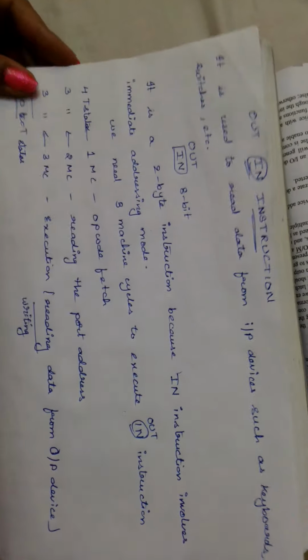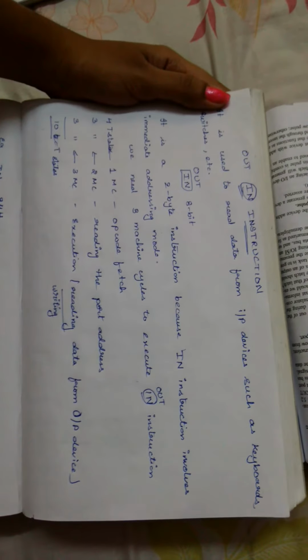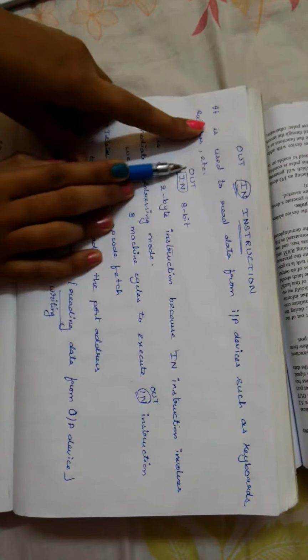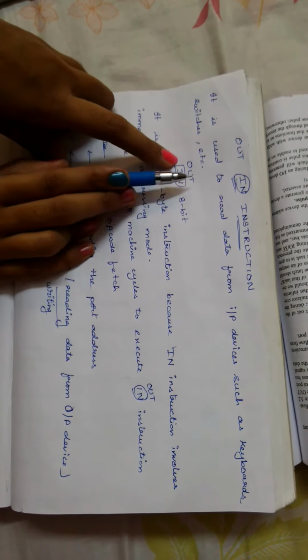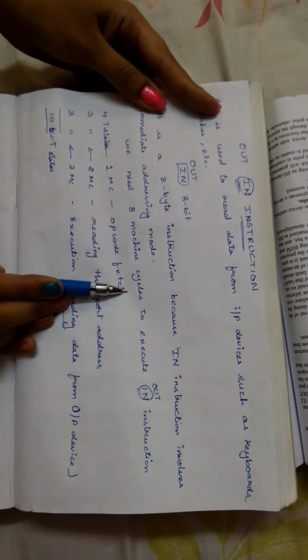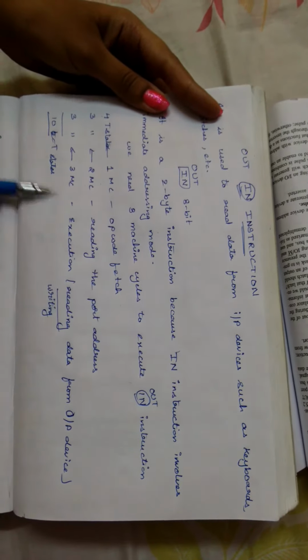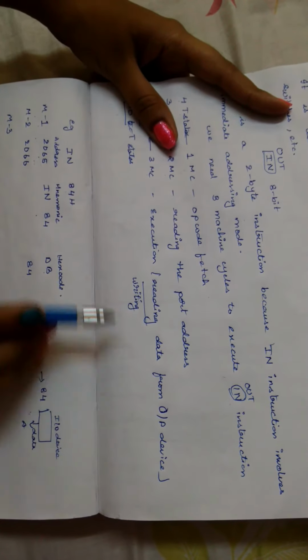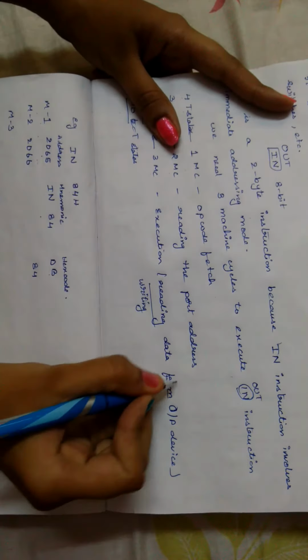Now if we move on to the OUT instruction, it is the same as the IN instruction, with IN just replaced by OUT. Even this requires 3 machine cycles and 10 T-states. But the execution process is not reading data from the input device; it is writing data into the output device.